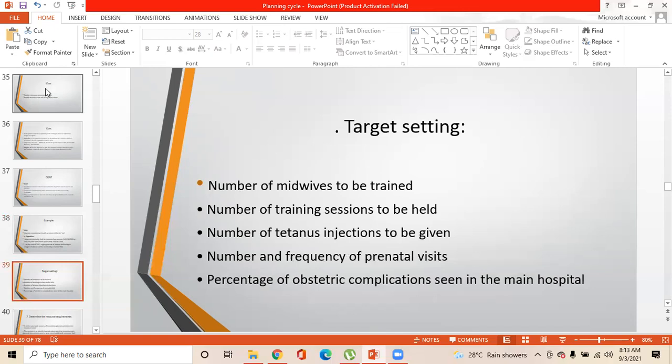Target setting. Targets are like the number of midwives to be trained, number of training sessions to be held, number of tetanus injections to be given, number and frequency of prenatal visits, and percentage of obstetric complications that are seen in the main hospital.